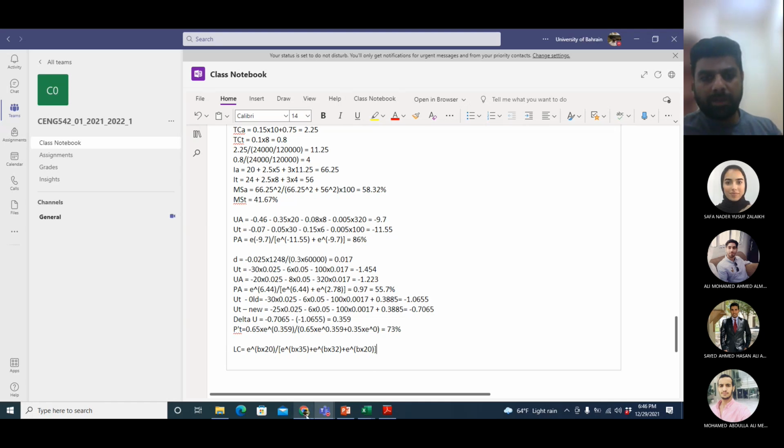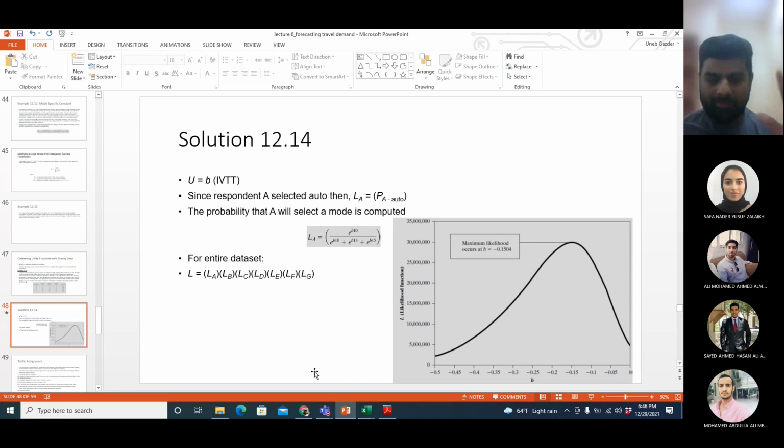So for each person you will calculate the likelihood. By calculate I mean you will write the equation of the likelihood, and in that equation b will be unknown. Now the likelihood for the entire data set is the product of the likelihoods of all the respondents. You have 7 respondents, so you will have 7 values of the likelihood. You multiply all of them, and you will get the likelihood of the entire data set.